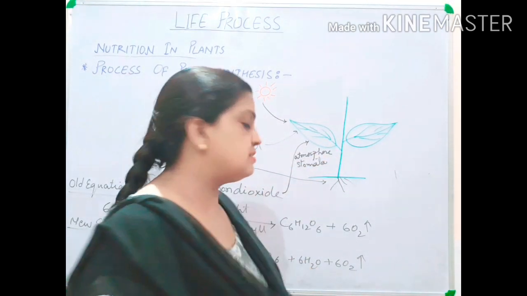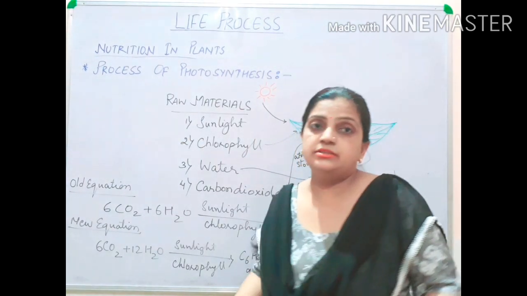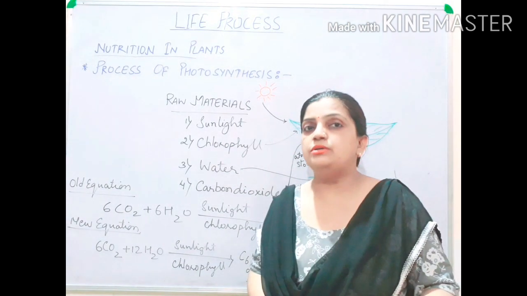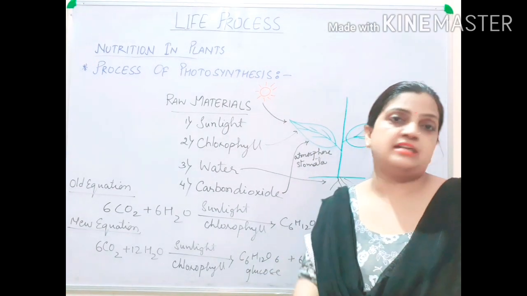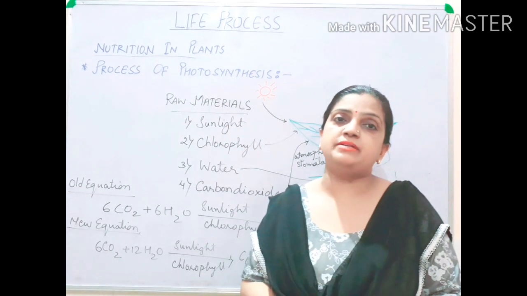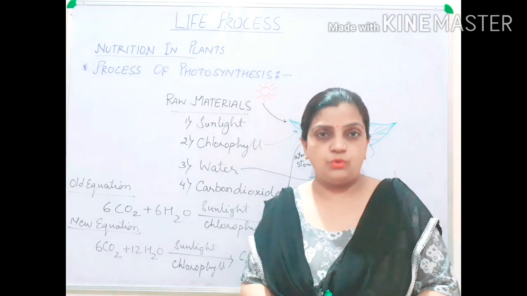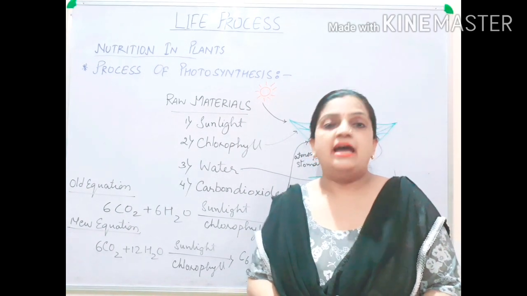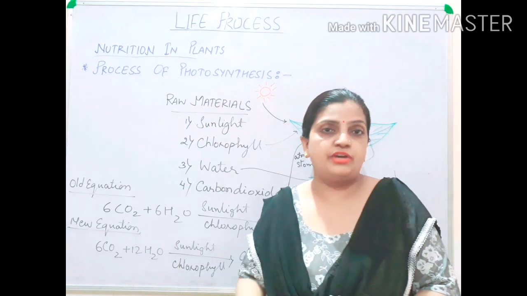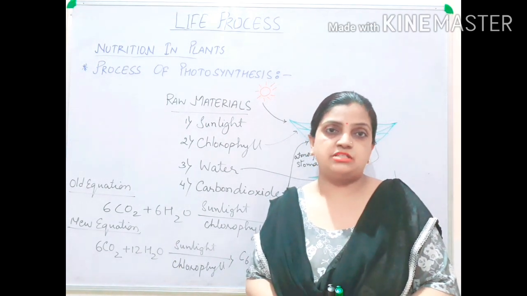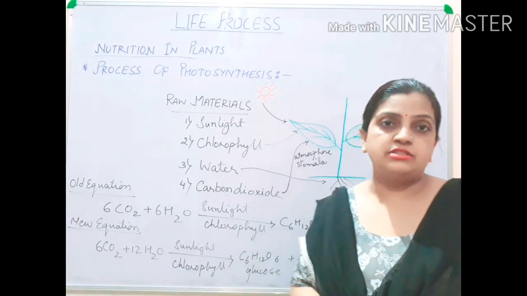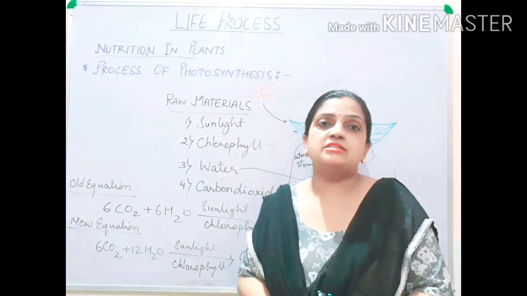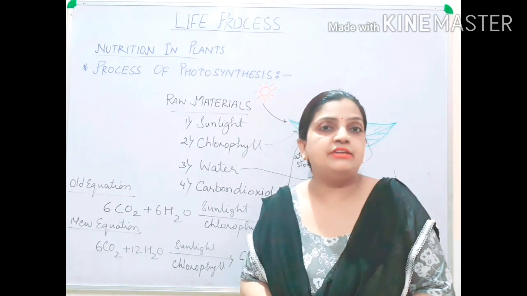So children, this is the chemical equation. Now the recent one, that 6 carbon dioxide plus 12 H2O in presence of chlorophyll and sunlight is going to produce a simple carbohydrate in form of glucose, plus 6 molecules of water will also be released through the stomata into the atmosphere during the transpiration process, and 6 molecules of oxygen will also be released out into the atmosphere for the survival of the other living organisms.